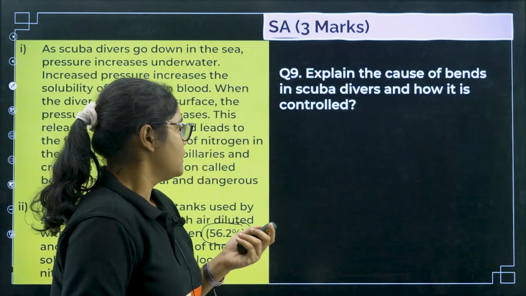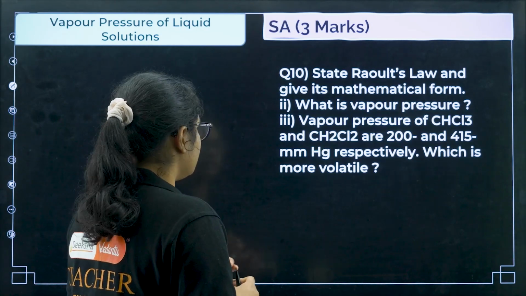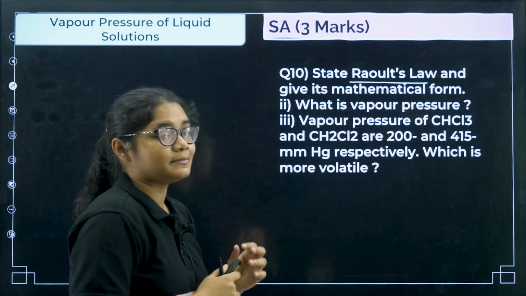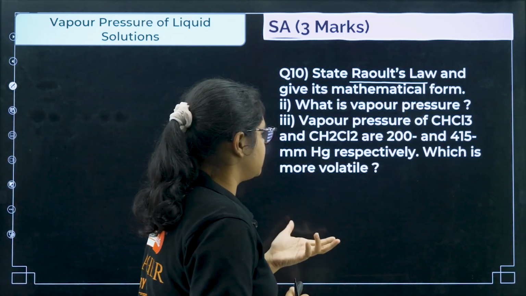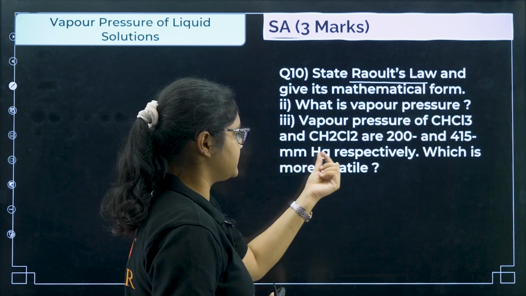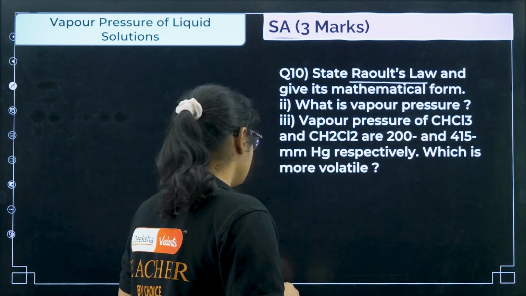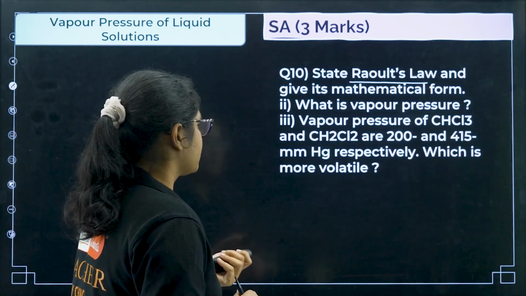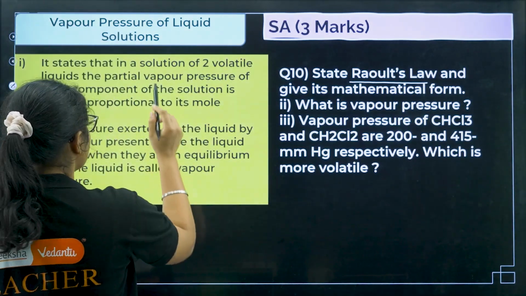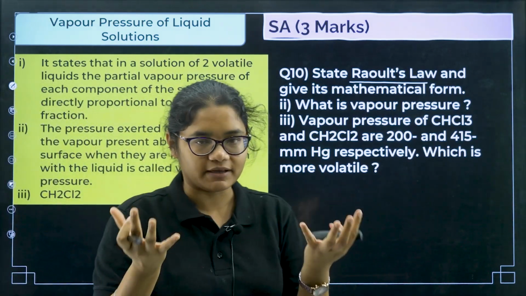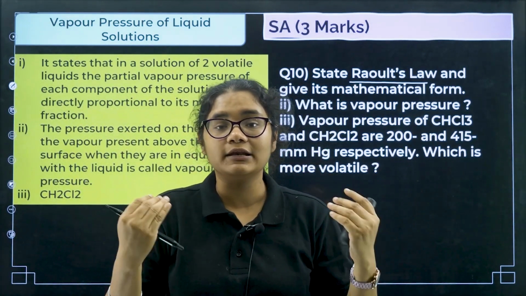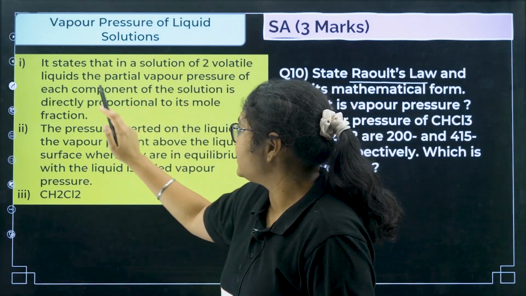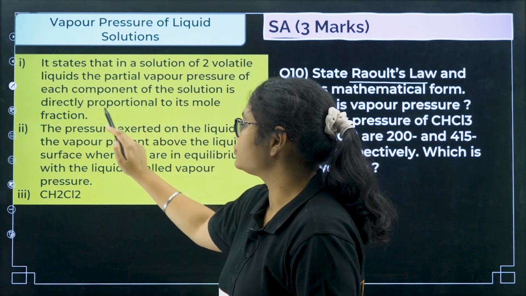Okay, next, question number 10 is very important, like Henry's law. This is also important. State Raoult's law and give its mathematical formula. What is vapor pressure? Vapor pressures of CHCl3 and CH2Cl2 are 200 and 415 mm of Hg, which is more volatile? So first let us see Raoult's law. Raoult's law states that in a solution of two volatile liquids, suppose we have a mixture and there are two volatile liquids. Volatile liquids means both can evaporate.